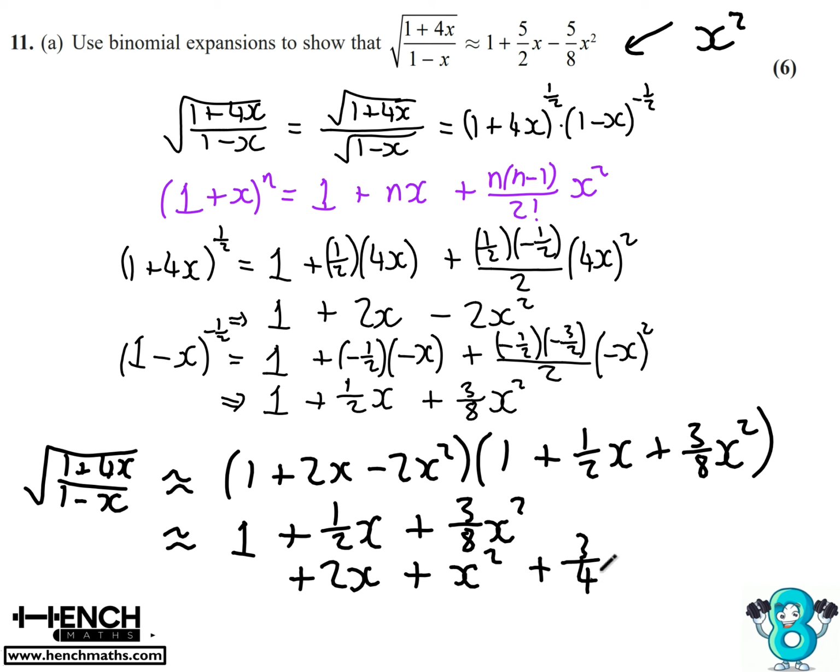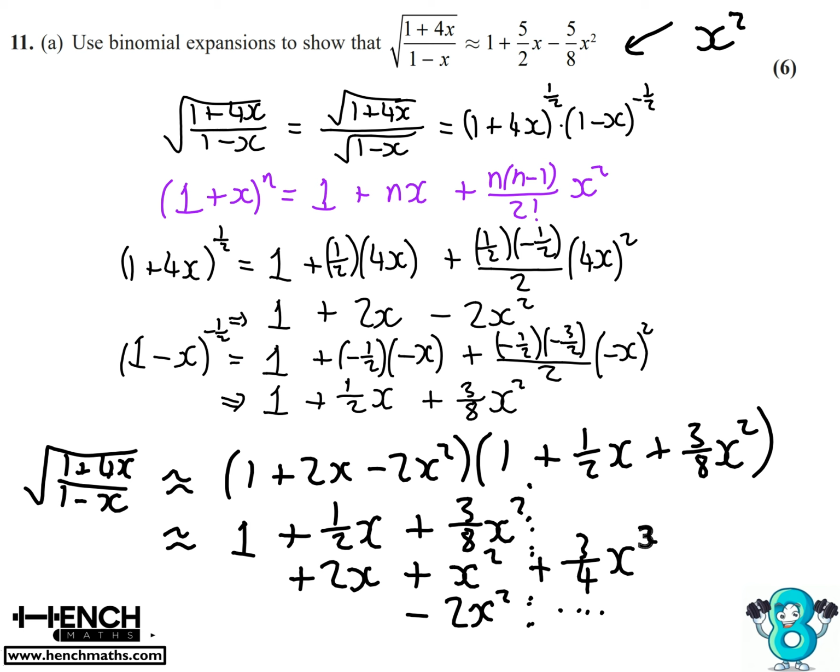But actually, I don't really need the x cubed term, so I'm not actually going to worry about going past this line any further. Now I'm going to do negative 2x squared times 1, which is going to be negative 2x squared. If I do the negative 2x squared times the rest of it, I'm just going to get things that are higher than the powers that are required.